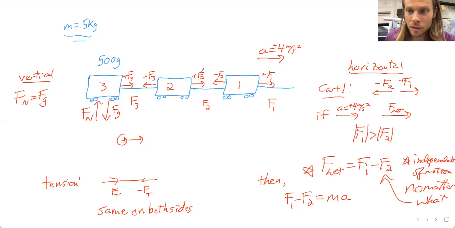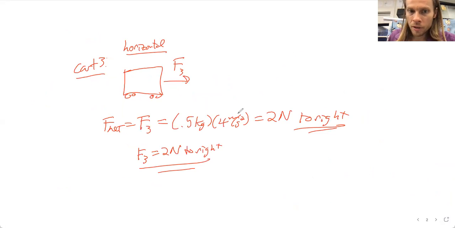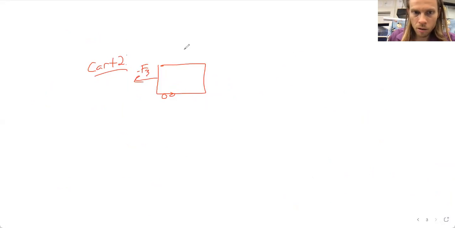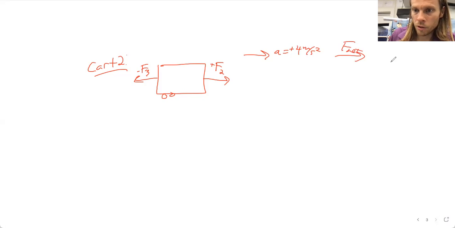The way to think about that is this, I think, should be so intuitive. If this string weren't there and these two were just attached by glue, then F2 would have to pull more because it's pulling more mass. But this is represented in the fact that for cart 2, F2 is positive, F3 is negative. So F2 is bigger than F3 if it's accelerating at 4 meters per second squared to the right. That means Fnet is to the right, which means F2 magnitude-wise is greater than F3.